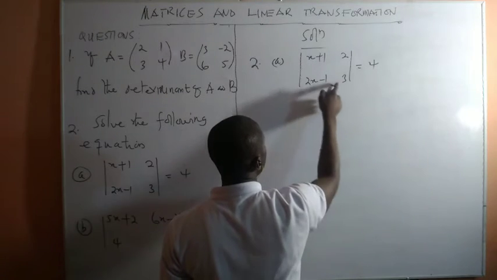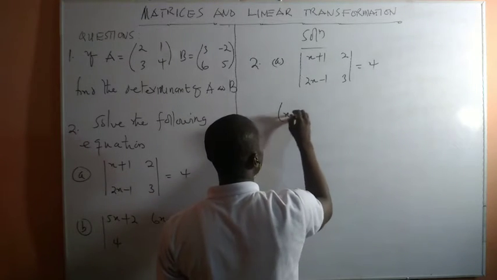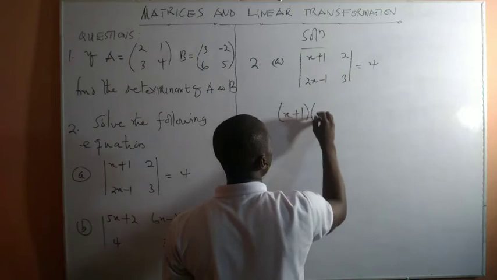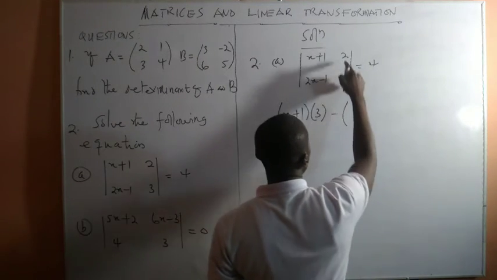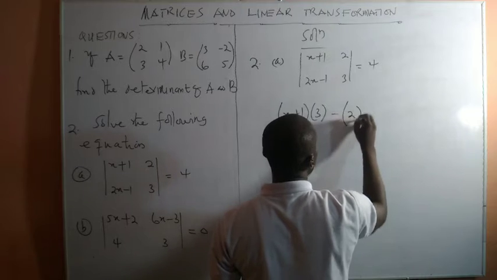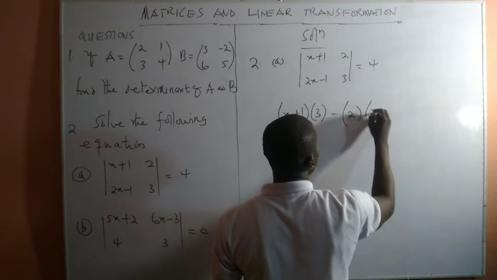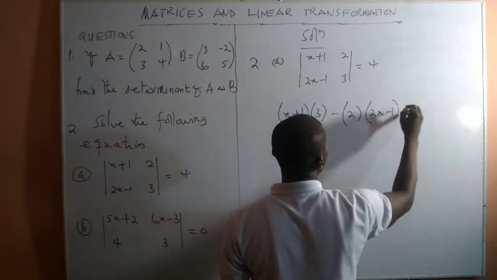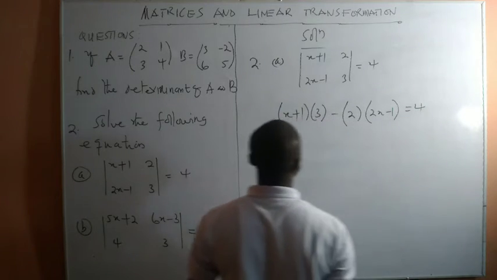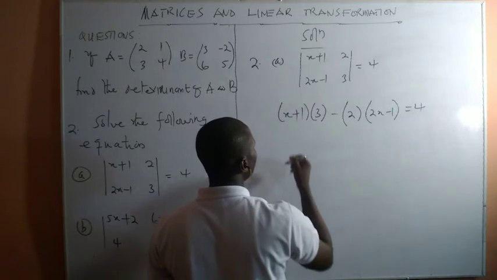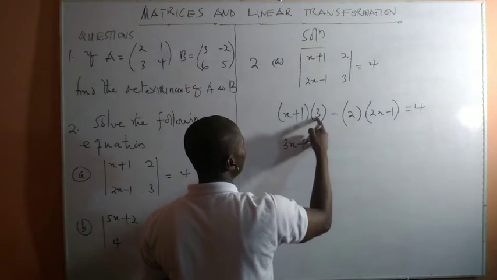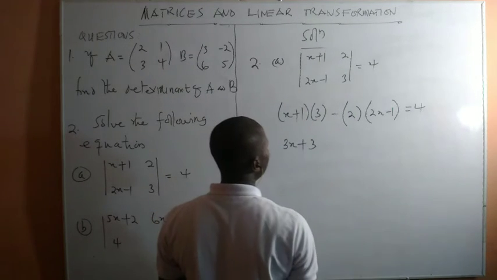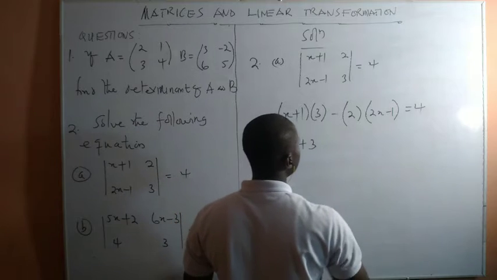Now we have this times that. So we have x plus 1 times 3. Then minus, then we have 2 also multiplying 2x minus 1. Don't forget that this is equal to 4. So we simplify. Now we have 3 times x giving us 3x. Then we have 3 times 1 will give us plus 3.